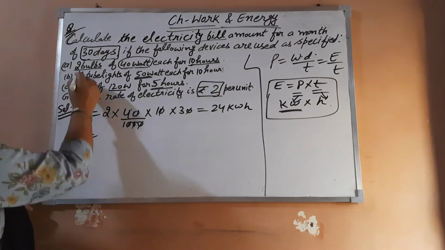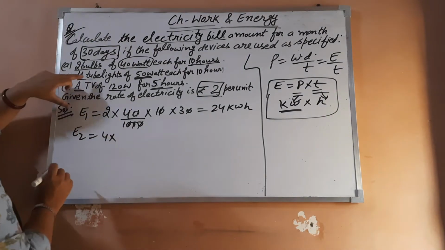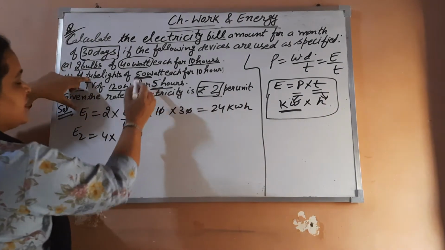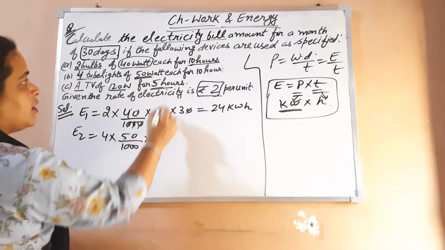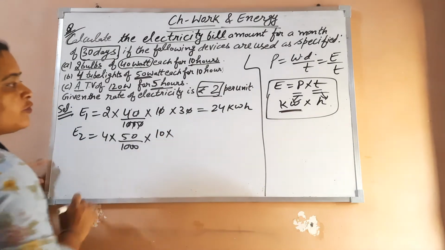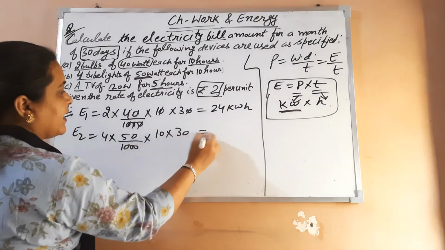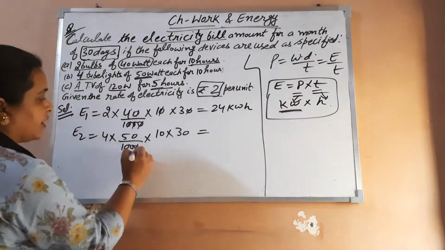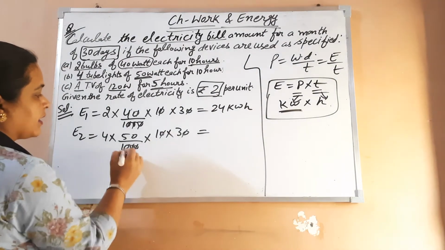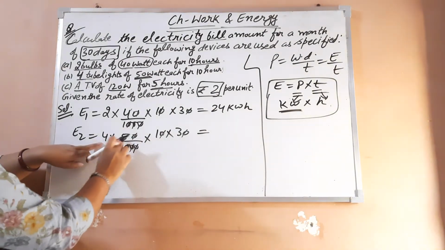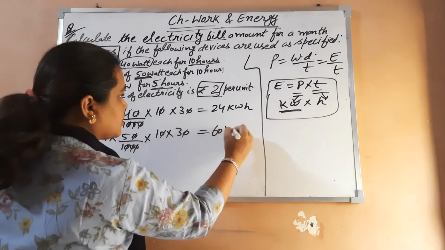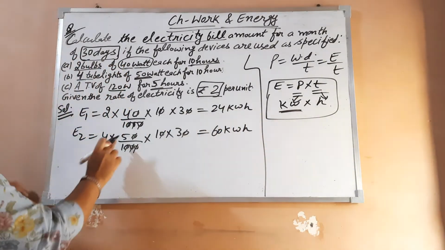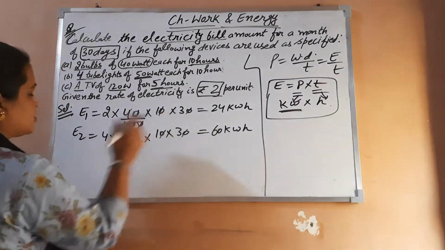Now let us calculate for the tube lights. How many tube lights? 4. And the power of each is 50, again divide by 1000 because it is given in watt. For how much time? They are also operating for 10 hours, and for 30 days we have to calculate. 0 to 0 cancels. So you get 20 into 3, a total consumption of 60 kilowatt hour. 5 4s are 20, into 3, 60 kilowatt hour.